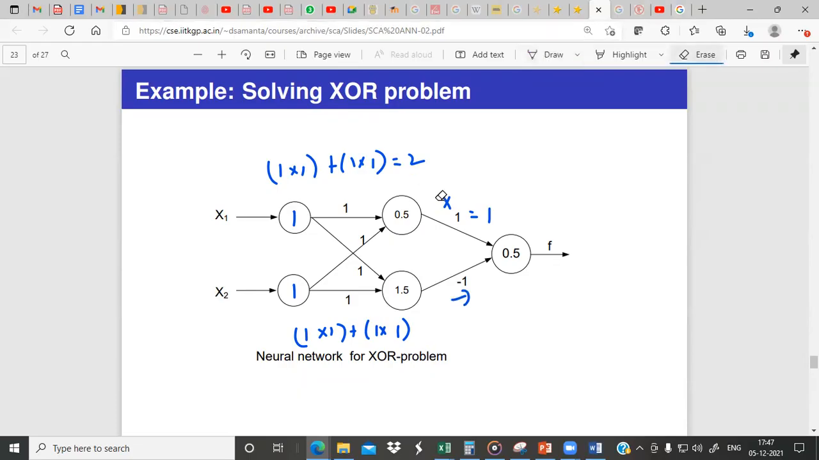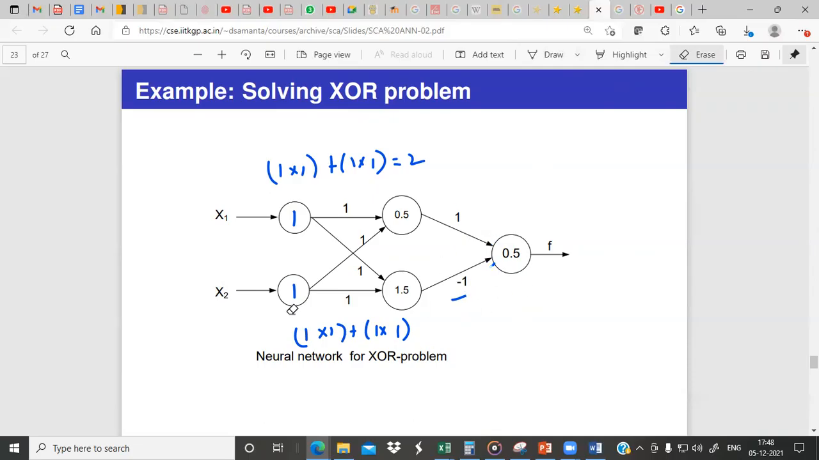I'm sorry, this is not a weight. You need not multiply anything here. Previously I said this is a weight, but it's not. So it is 1 into 1 plus 1 into 1, which is 2. Is 2 greater than 0.5? Yes. So the output is 1. Here the output is -1. Now both were added here. 1 minus 1 is again 0. So when both the inputs are 1, the output is also 0.